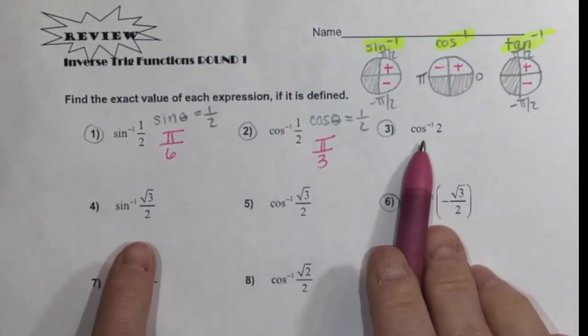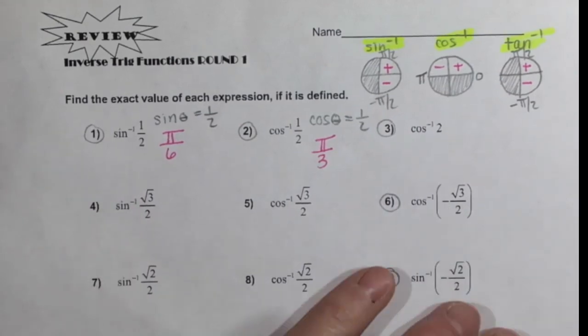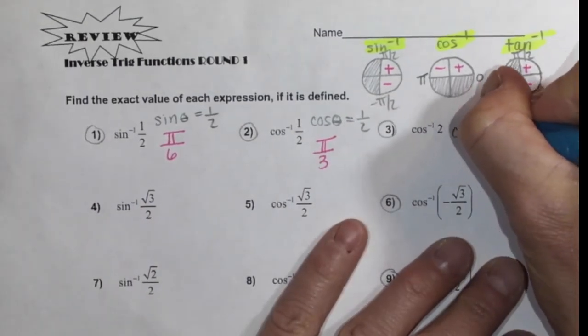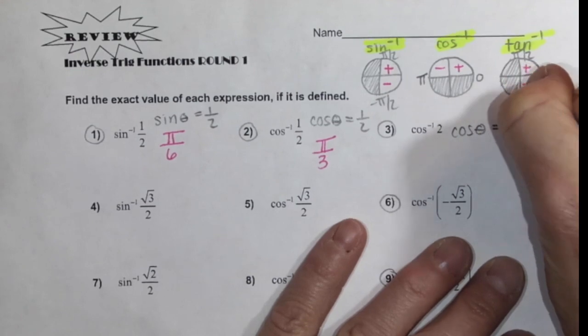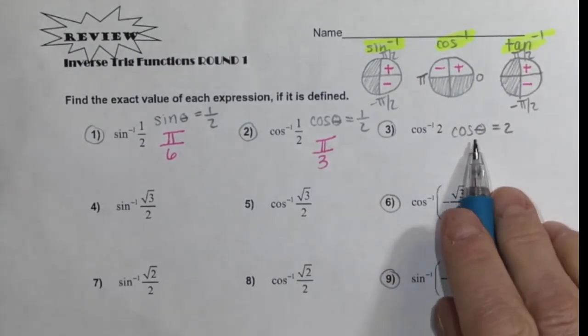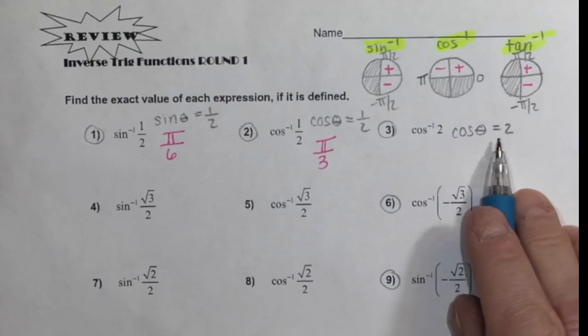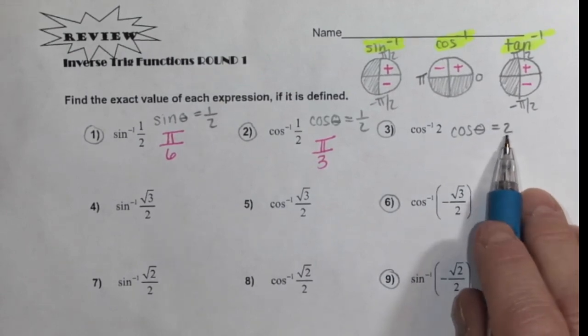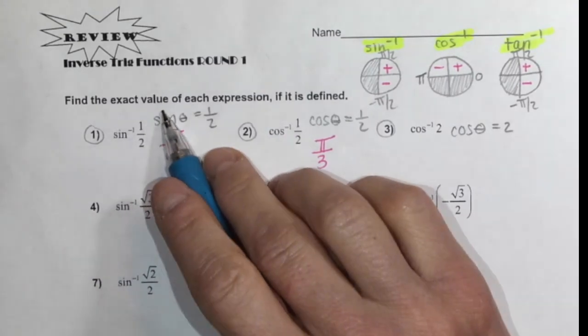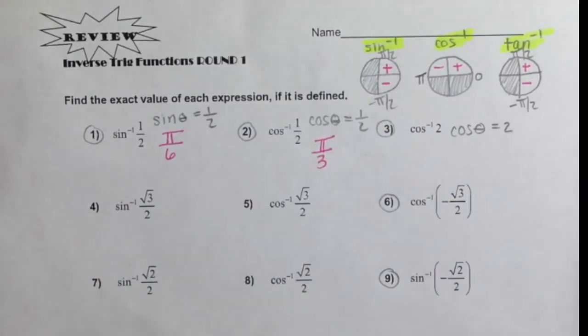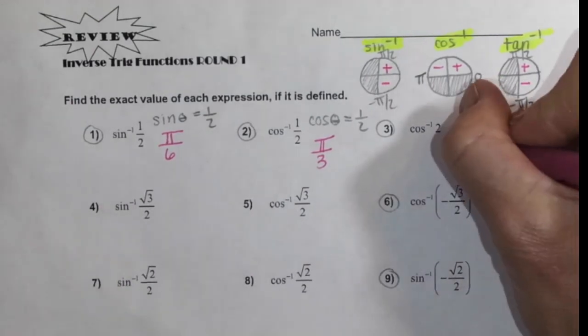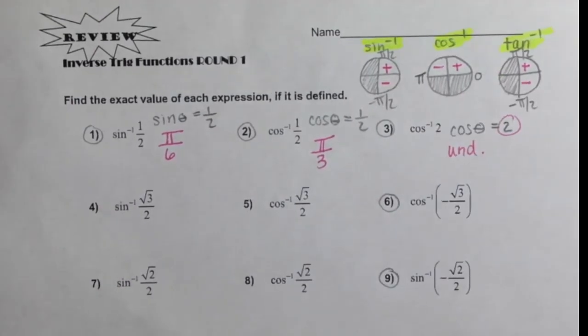All right, number 3, cosine inverse of 2. So cosine of what angle is 2? Well, cosine and sine are only defined between values of -1 to 1, so this is an undefined value. So notice it says find the exact value of each expression if it is defined. This one is not defined. This has to be between -1 and 1. So undefined. Okay.